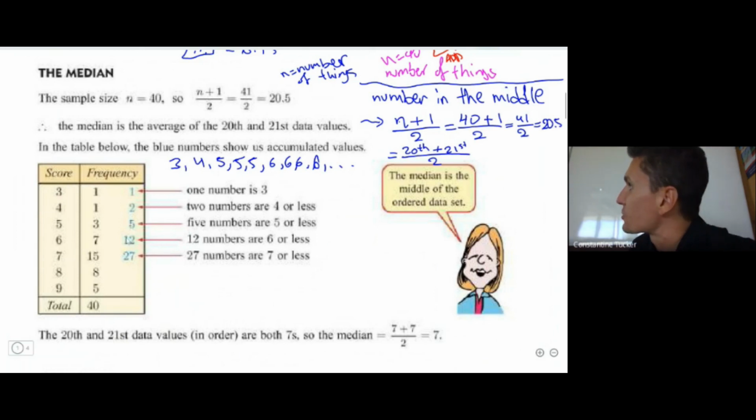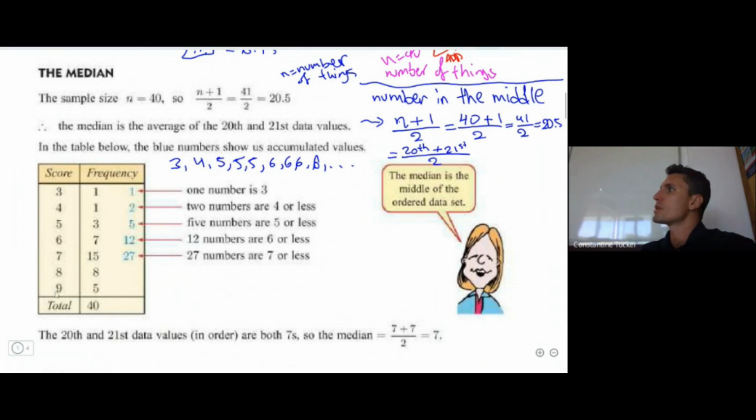Yes, exactly. It's going to be in here. Why? Because we have 12 values up to here, and now there's another 15 values in here. That's going to take us up to 27. So where is the 20th and the 21st? Both of them will be in here. Both of them will be this value. Is that making sense, or is this a bit confusing?